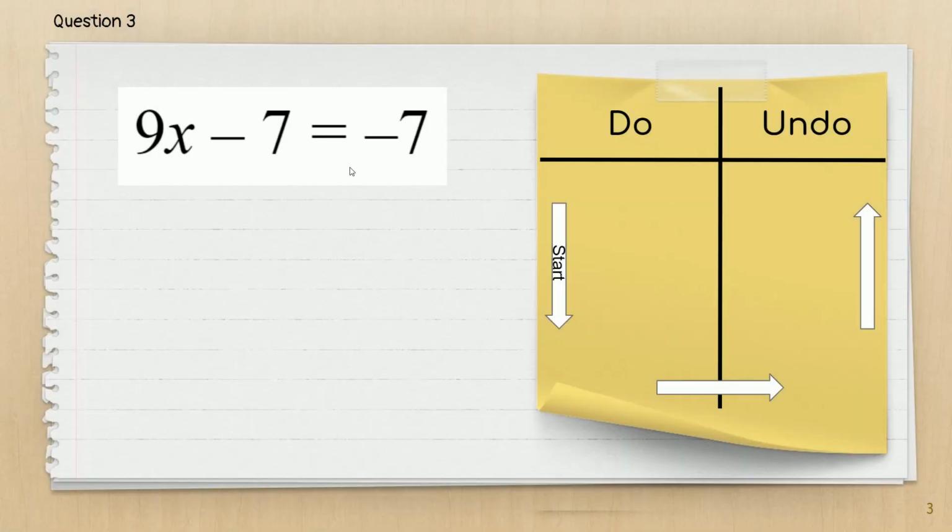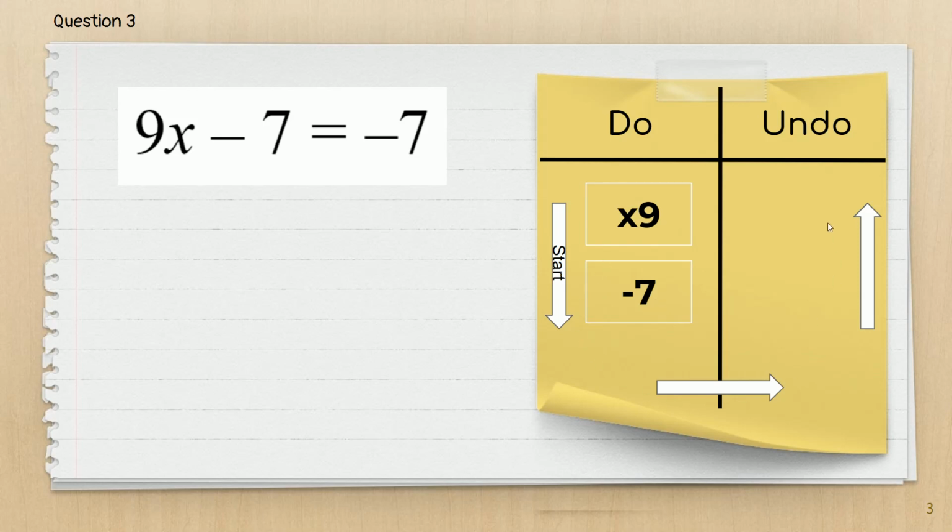On problem 2 on this video, and this is problem 3 on your assignment, we have 9x minus 7 equals negative 7. The variable is x, and it is on the left side of the equal sign. The first thing being done to our variable x is that it is being multiplied by 9. The 9 right in front of that x tells us that it's multiplying 9 times x. So the first thing on the do side is times 9. After it's being multiplied by 9, the product is then being subtracted by 7, so that comes second on the do side. So on the do side, we have times 9 and minus 7.